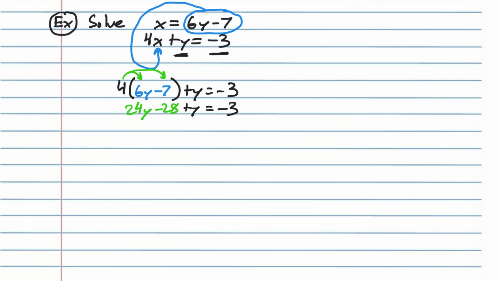Now we can combine like terms. We have two y's in there that are on the same side, so we're going to combine them. 24 plus 1, 25y. And then bring down everything else. That minus 28 is still there, and that minus 3 is still there. Now we're finally back to a two-step equation. The next thing we'll do is move that 28. We can get rid of that by adding it to the other side.